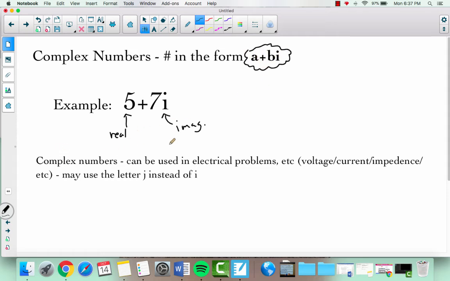And these complex numbers can be used when we're talking about electrical type problems, where we're talking about impedance or current or voltage. And you might also see in those problems where they use the letter j instead of i. It's just a notation difference just to keep their letters separate, so don't let that confuse you. But for most of what we will use, you're going to see the letter i for the imaginary numbers.